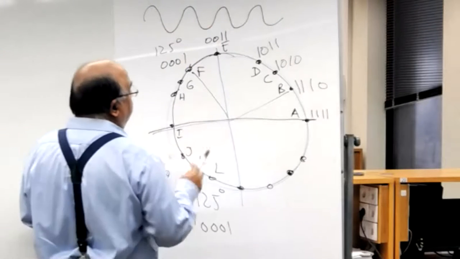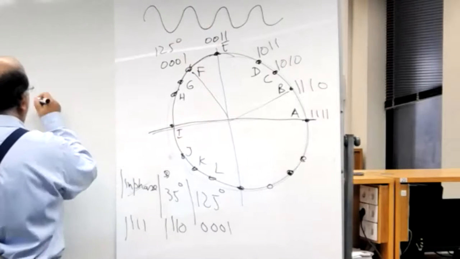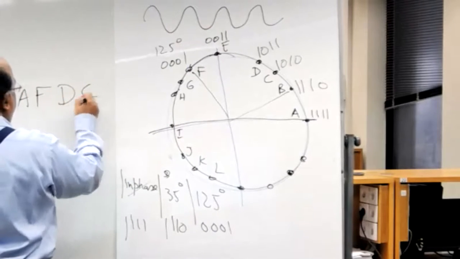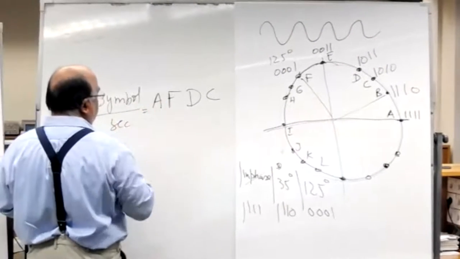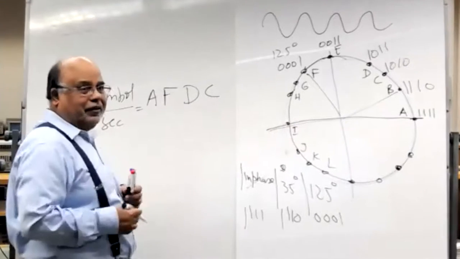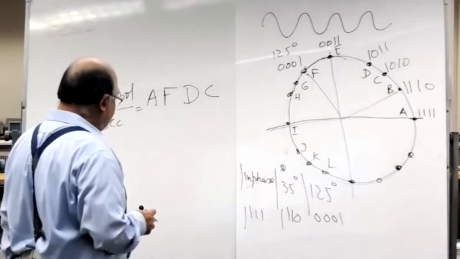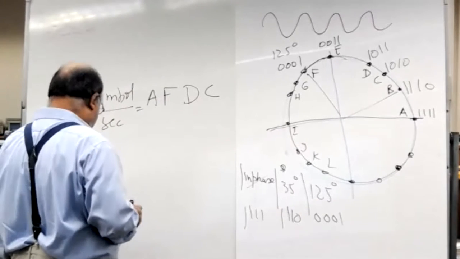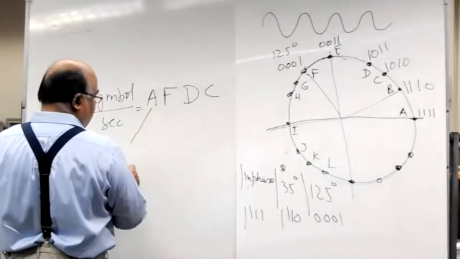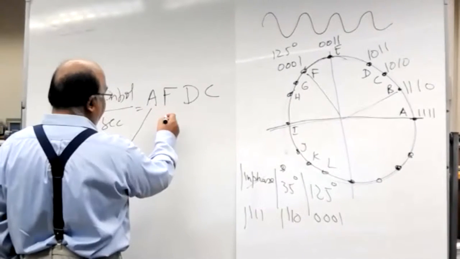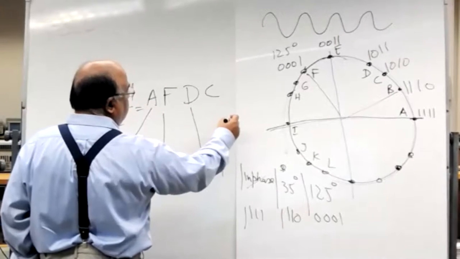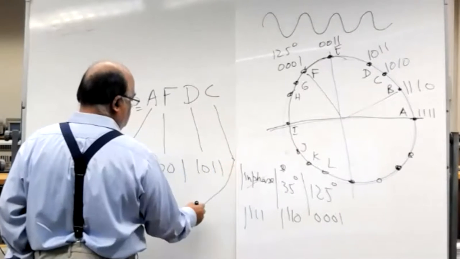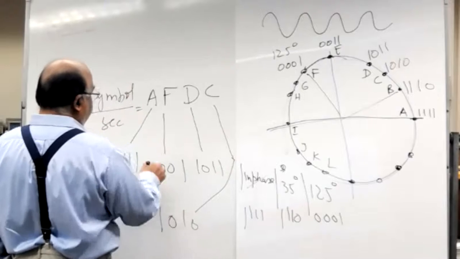So इसका मतलब ये कि फर्ज करें एक सेकंड में मैंने चार सिंबल भेजे हैं A, F, D, C. तो सिंबल कितने भेजे हैं एक सेकंड में? पर सेकंड चार. बिट्स कितनी भेजी हैं? 16, because A means 1111, F means 0001, D means 1011 and C means 1010.